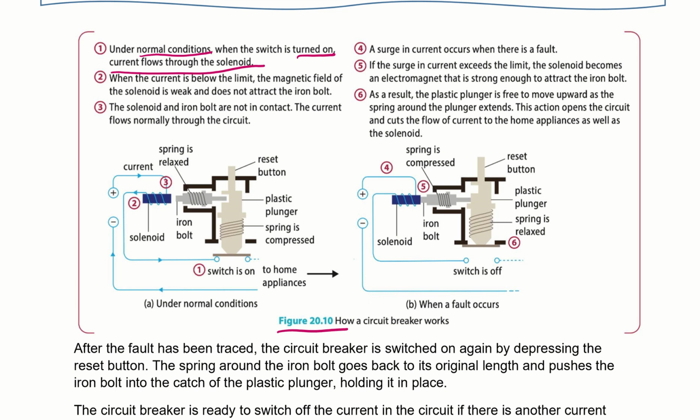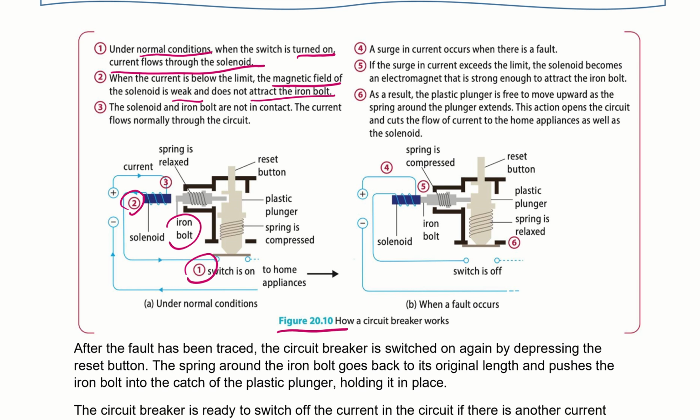Let's read number 2. When the current is below the limit, the magnetic field that it produces is weak and does not attract the iron bulk. Where's the iron bulk? This is the switch on. This is number 2. When current flows, it produces a magnetic field, but it's not strong enough to attract this iron bulk. So the solenoid and iron bulk are not in contact, and the current flows normally through the circuit. The current actually flows this way. The switch is on, through the home appliances, and goes back to the mains.